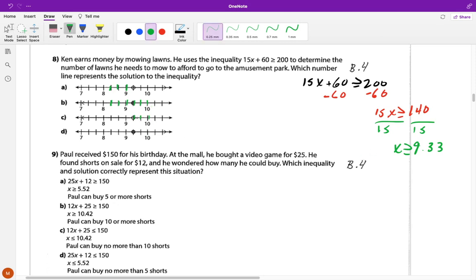The equal means it's going to be closed. So I know it's got to be either this one or this one. X is greater than, and that's representing all of our solutions. So all the numbers that are part of the line that we're about to draw have to be more than that. So that means it is going in this way. Right? So that means our answer would be D.